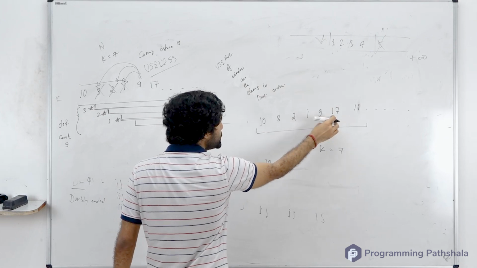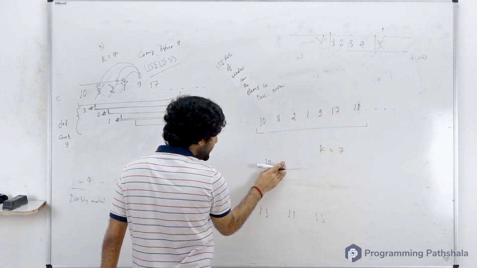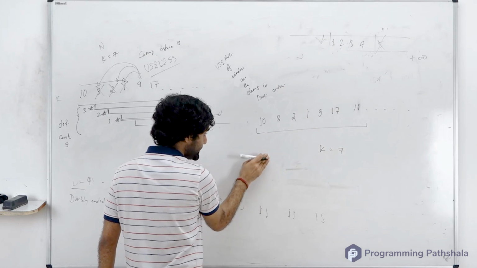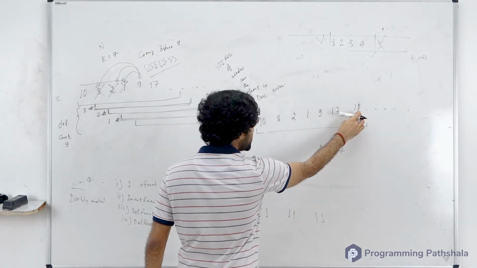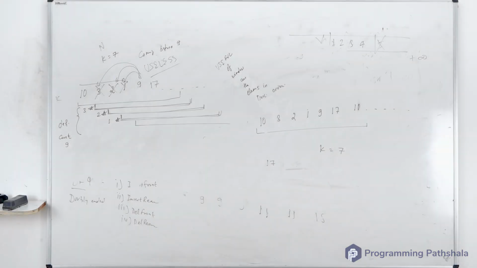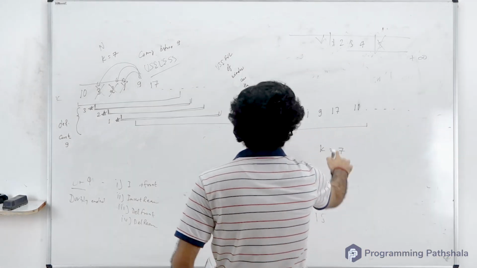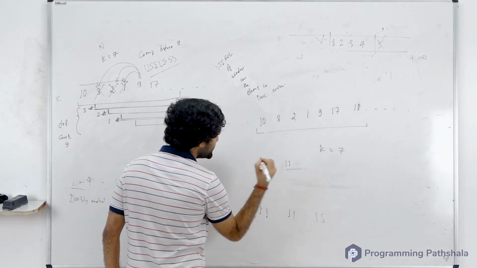And now 9 is also useless because of this 17. Okay, so now when the 17 comes, this will kick this out and this will kick this out as well. Okay, and now this 11 comes. Will 11 be a useless element for me? Yes or no? No, it will not be a useless element for me because this 11 is smaller than this. So I'll simply insert this.